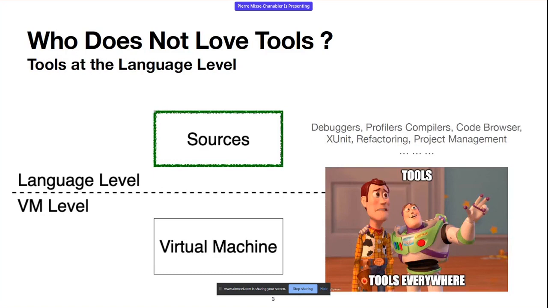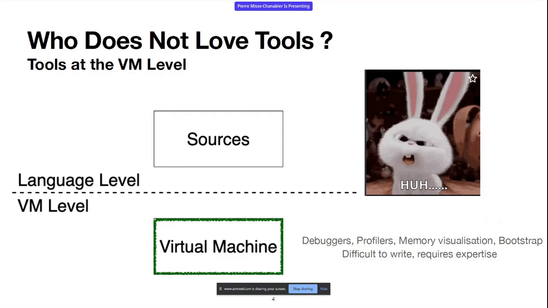So the thing is that at the language level, we have a lot of tools. We have debuggers, profilers, compilers, code browsers, testing frameworks, refactoring, so many tools everywhere for everything. We can do many, many things. But as soon as we switch to the virtual machine level, we have a lot fewer tools. We also have debuggers and profilers similar to those at the source level, memory visualization as well, and bootstrap in some cases. In the case of Pharo specifically, we have very few tools. We have actually two tools, and none of them concern Pharo developers.